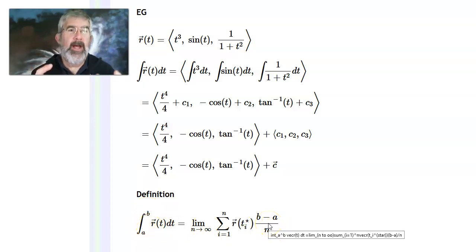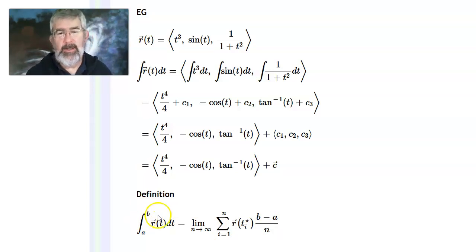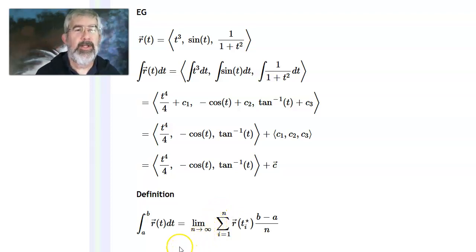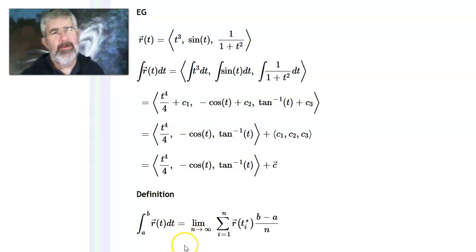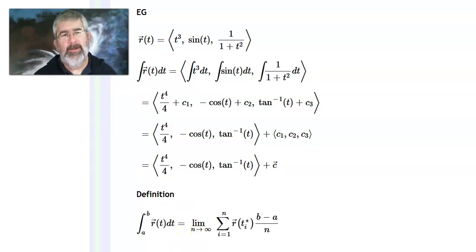So you're taking t_i star and plugging it into r to get the function value at that time, and then you multiply it by the width of the interval, which is delta t, which is (b minus a) over n. So b minus a is the length, and you cut it into n pieces. You add them all up from i equals 1 to n, and then you take the limit as n goes to infinity to get the value. That's generally the definition given for the definite integral of a vector function, and then there's a theorem that proves that it's equal to what we gave as the definition above. Okay.